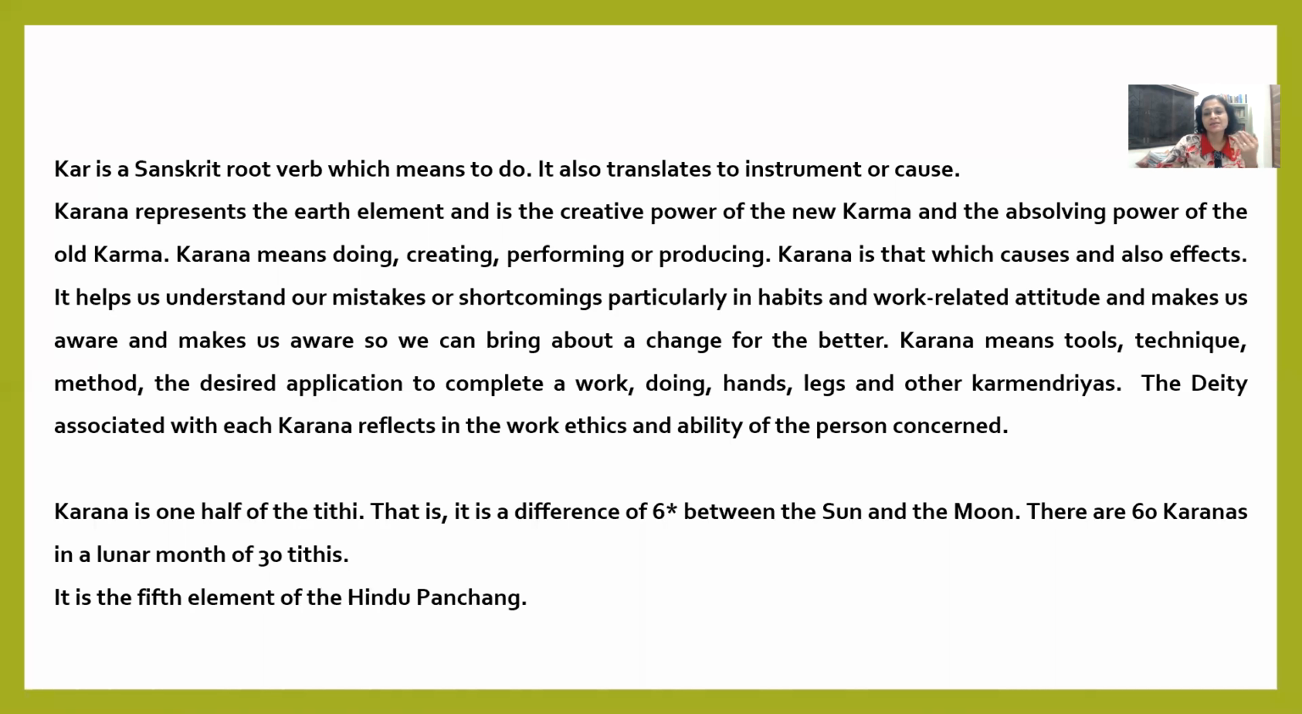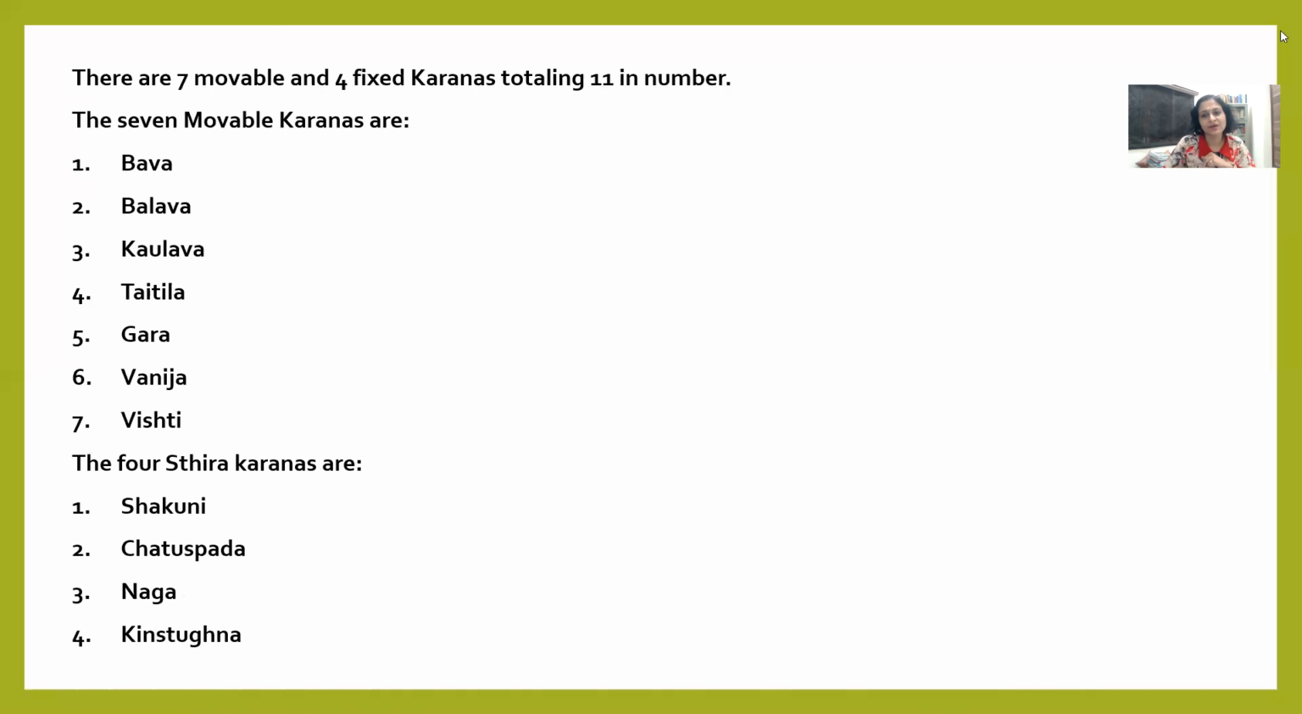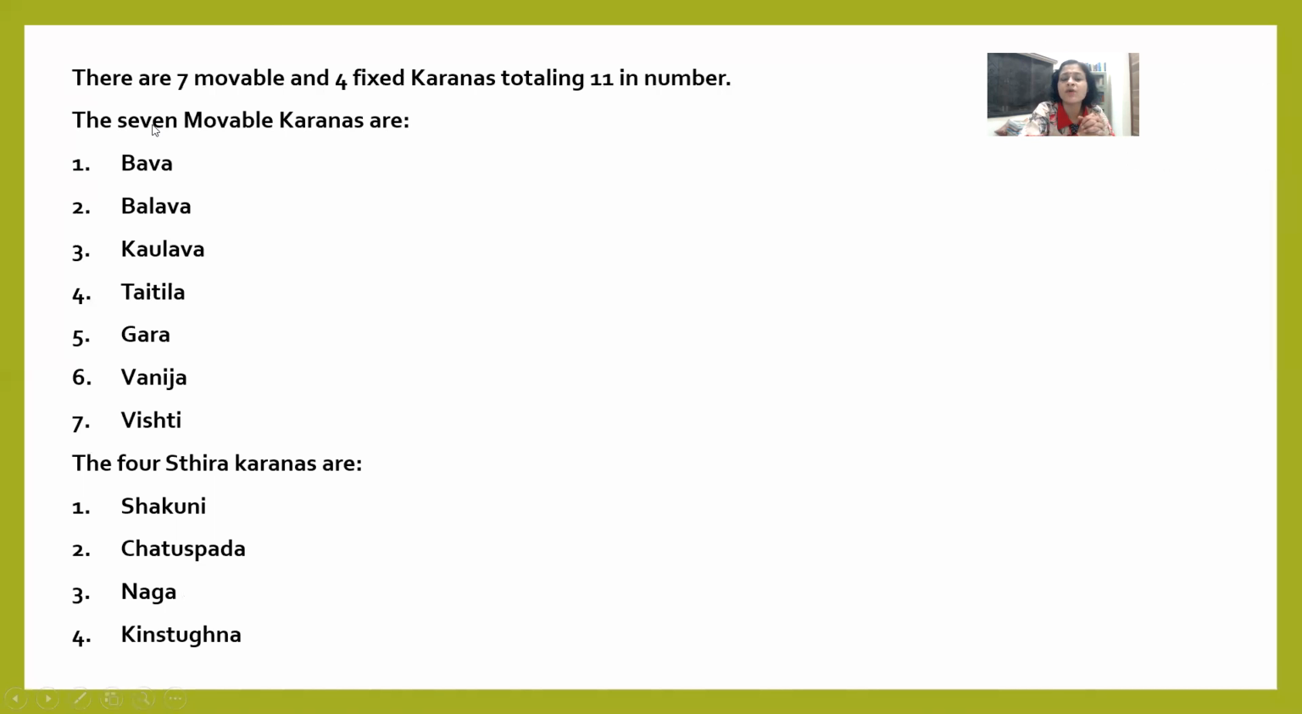So this is one of the elements of the Panchang. There are 7 movable and 4 fixed Karanas, totaling 11 in number. The movable Karanas are Bava, Balava, Kaulava, Taitila, Gara, Vanija, Vishti, and the 4 sthira Karanas are Shakuni, Chatushpada, Naga, and Kimstughna. These 7 Karanas are repeated 8 times. So 7 into 8 is equal to 56, and the remaining 4 add up to 60 Karanas.